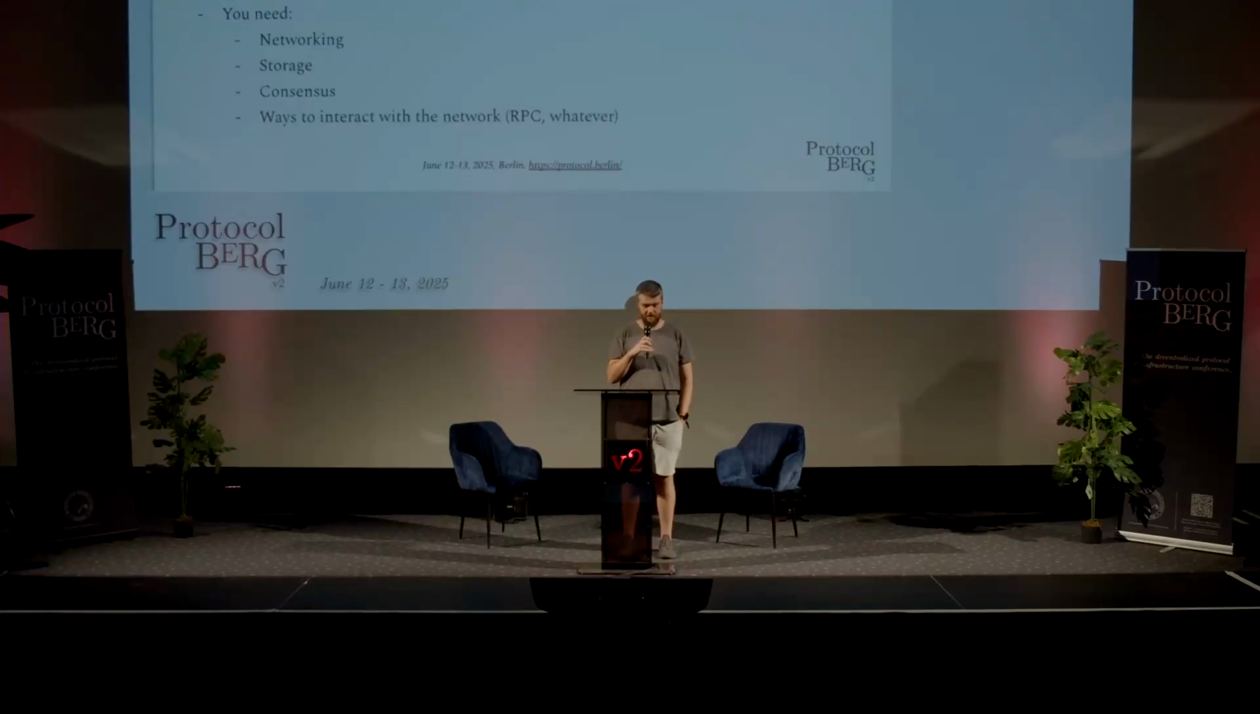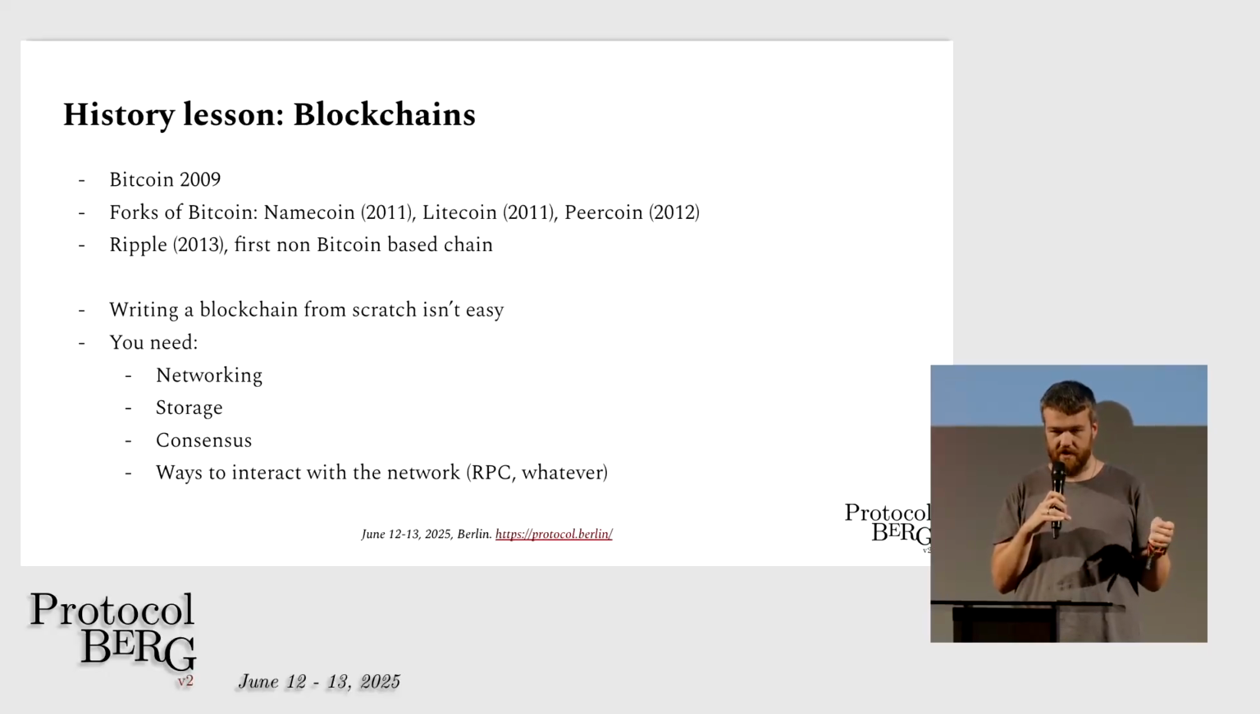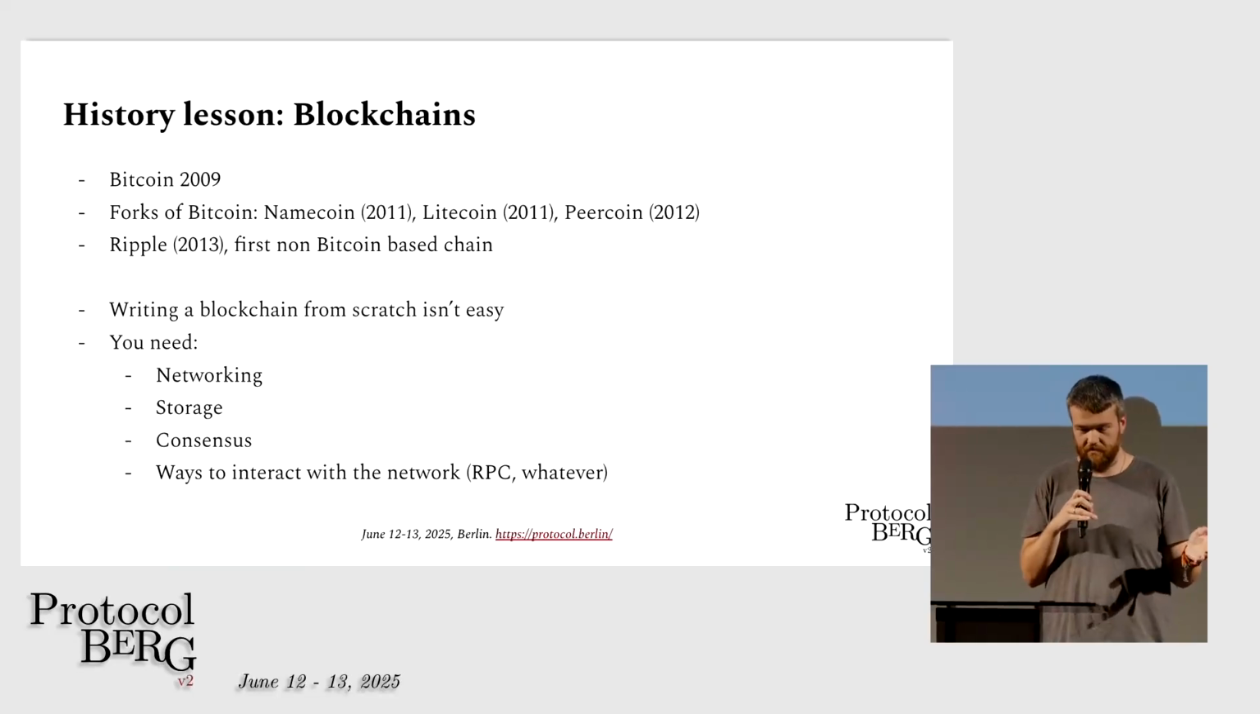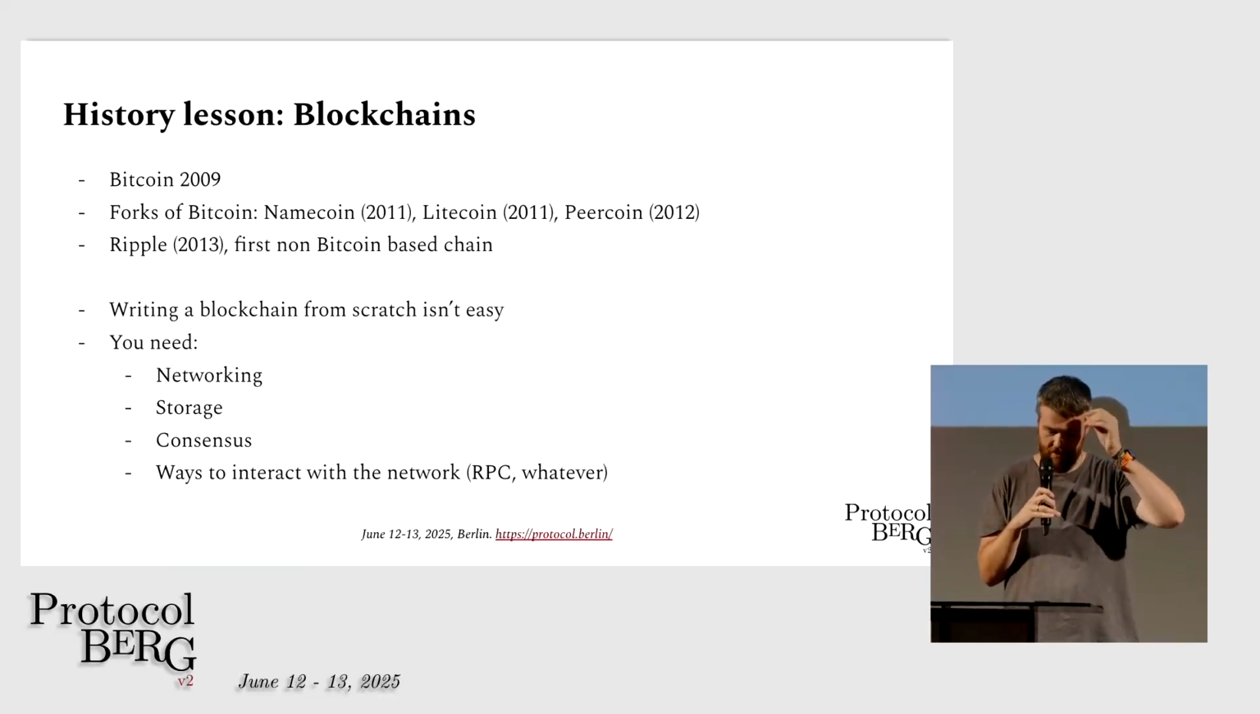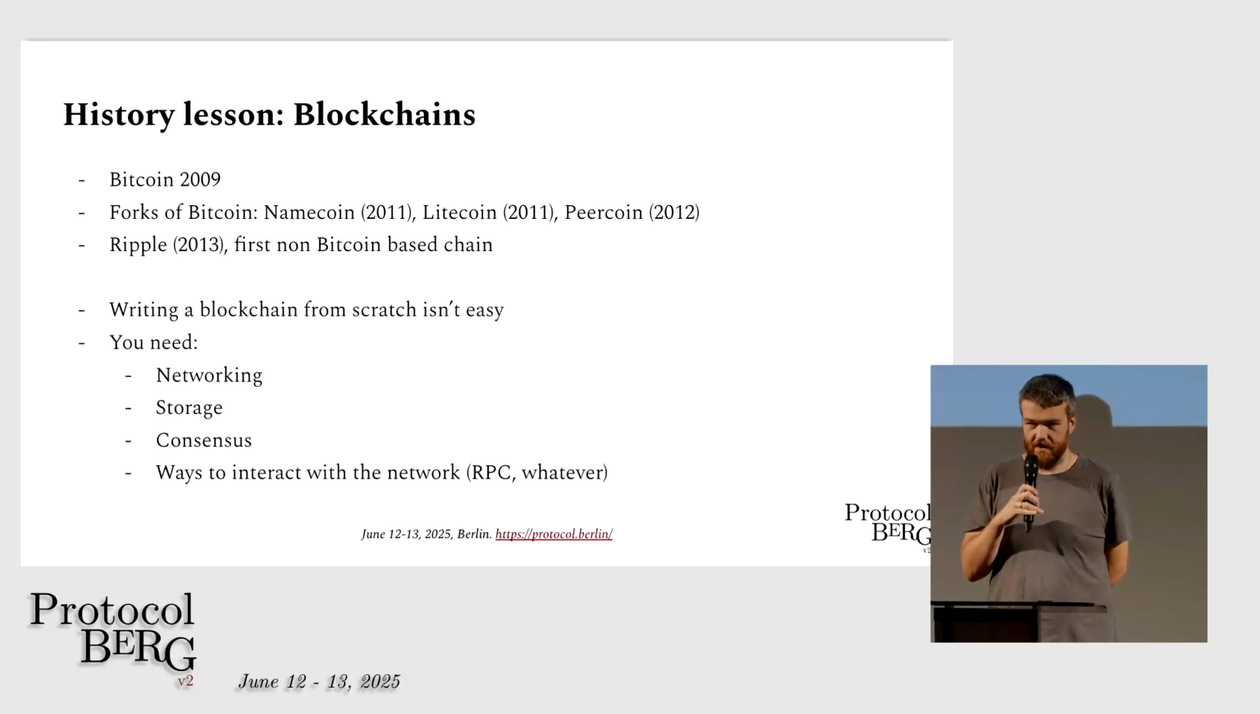As most of you probably know, Bitcoin had its Genesis block in 2009. From Bitcoin on, there were some forks of the Bitcoin code base, like Namecoin, Litecoin, and some others. And it took about 4 years to have the first non-Bitcoin-based blockchain implementation, which was Ripple in 2013. I think it already shows.